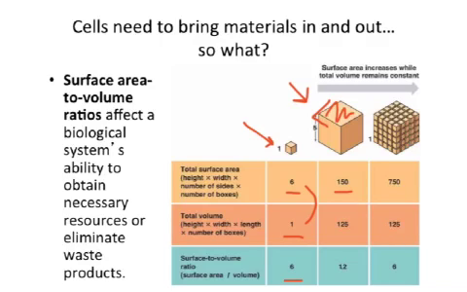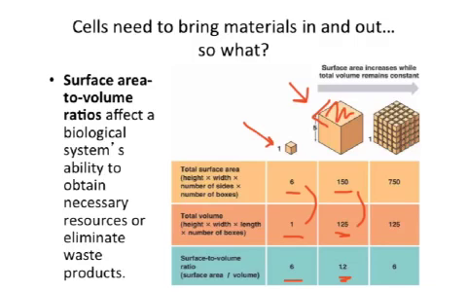And the volume is 5 times 5 times 5. That's length times width times height. So the volume is 125. So the surface area to volume ratio is 150 divided by 125, which is 1.2. So as you can see, the larger a cell gets, the smaller the surface area to volume ratio.